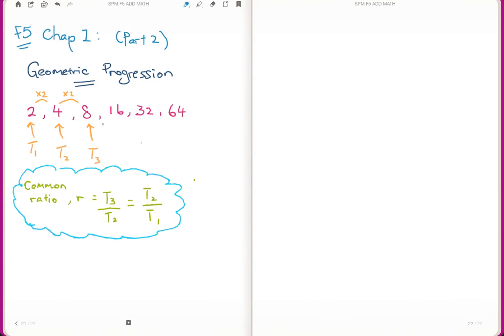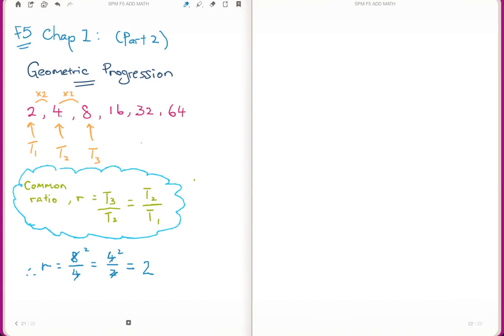Now, let me use the numbers here. R would therefore be equal to 8 over 4, which is also equal to 4 over 2, which is equal to 2. So therefore, my common ratio is 2. First term, first number, is A or T1.